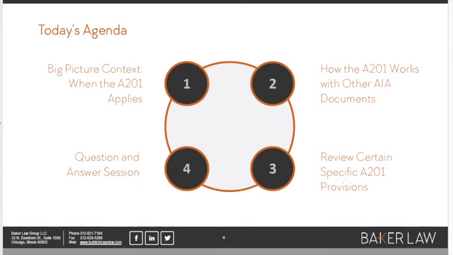The second thing we're going to discuss is how this A201 general conditions document works with other AIA contract documents. Then at the end, we're going to review what I believe are the most important specific provisions.